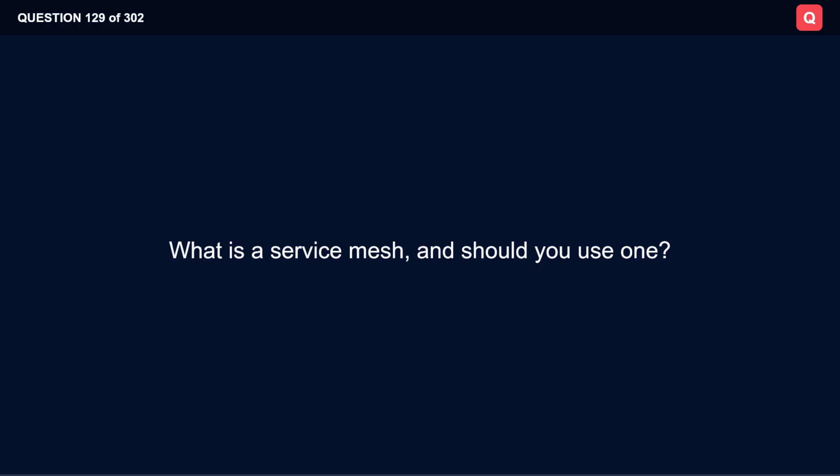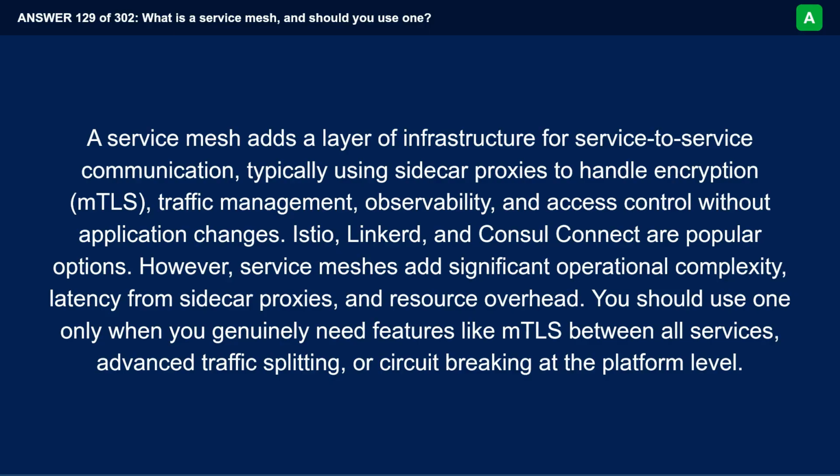What is a service mesh and should you use one? A service mesh adds a layer of infrastructure for service-to-service communication, typically using sidecar proxies to handle encryption, mutual TLS, traffic management, observability, and access control without application changes. Istio, Linkerd, and Consul Connect are popular options. However, service meshes add significant operational complexity, latency from sidecar proxies, and resource overhead. You should use one only when you genuinely need features like mutual TLS between all services, advanced traffic splitting, or circuit breaking at the platform level.